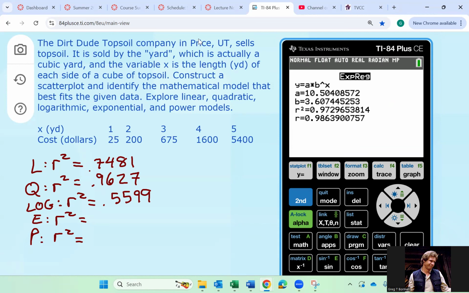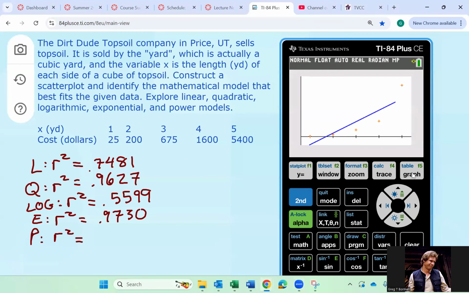Okay, so, ooh, we definitely have a better one. So we've got 0.9730, which is our biggest one yet. Huh, I wonder what that looks like. 1, 2, 3, and here it comes, 4. Yeah, that definitely looks the best so far.